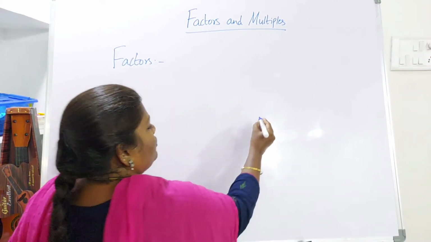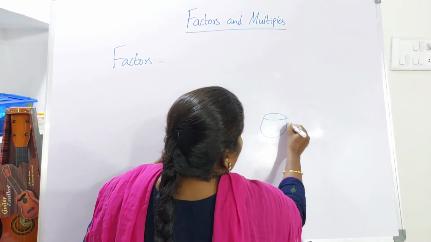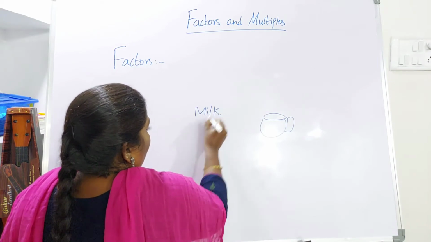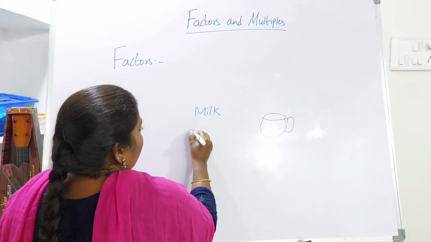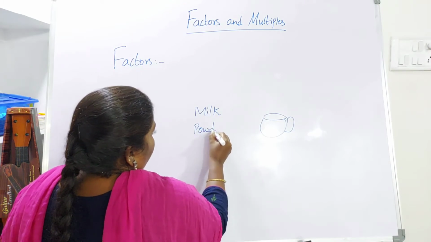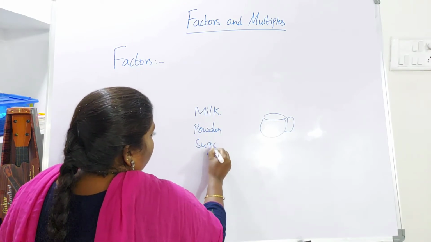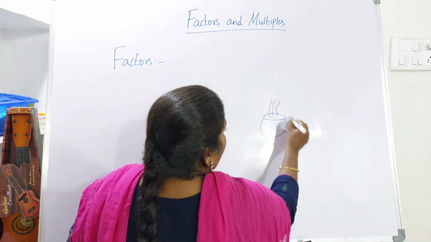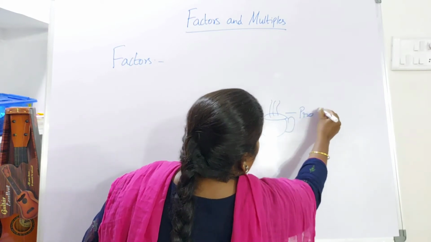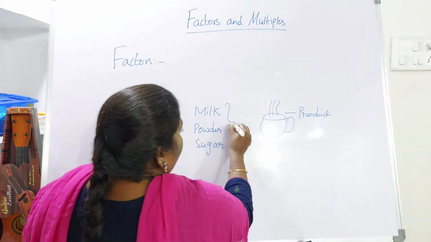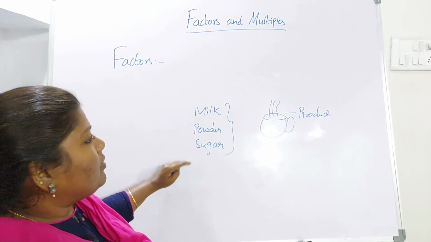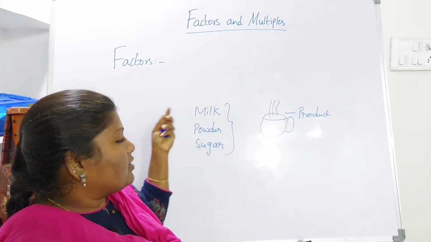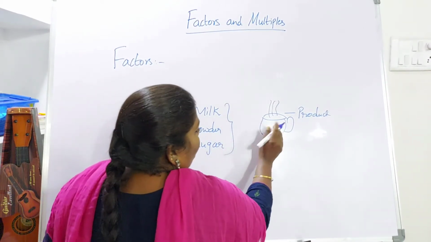For example, I want to make a cup of coffee. So I need milk, 1 spoon of coffee powder and sugar. To get this product, this coffee is what? Coffee is nothing but a product of all those ingredients. So these ingredients are the factors and this is called a product.